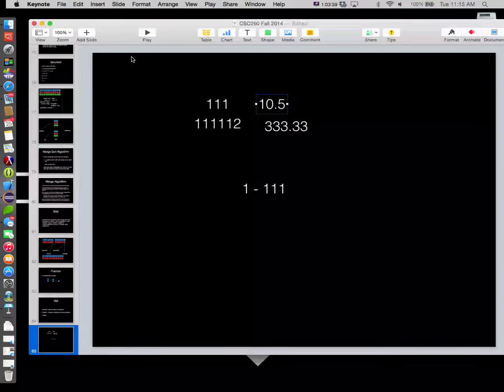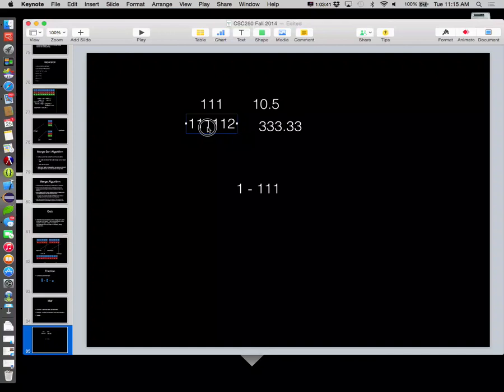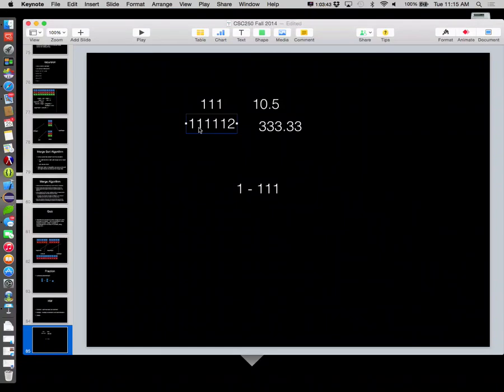So in our current example, we have 111 over whatever this number is, 111,112. So those are our two numbers. We know the greatest common divisor is going to be at most 111. So the only possibilities we have are numbers that evenly divide 111. Correct?